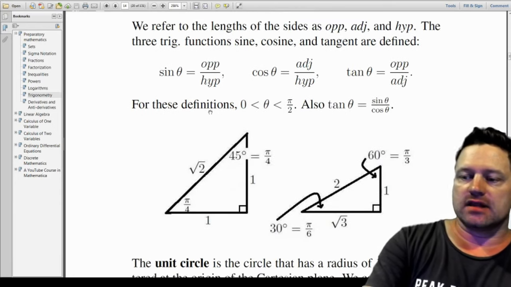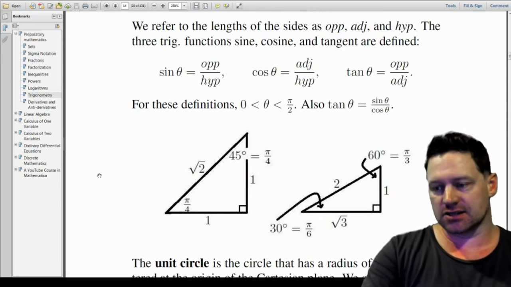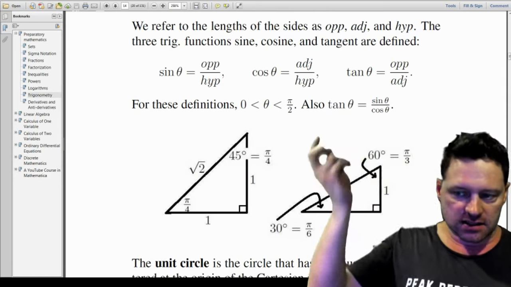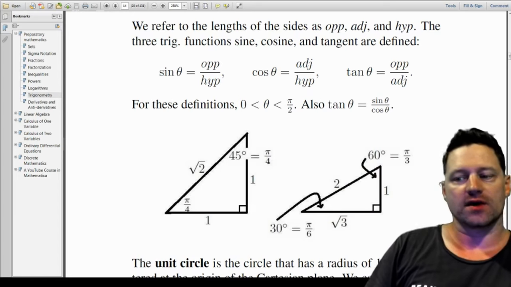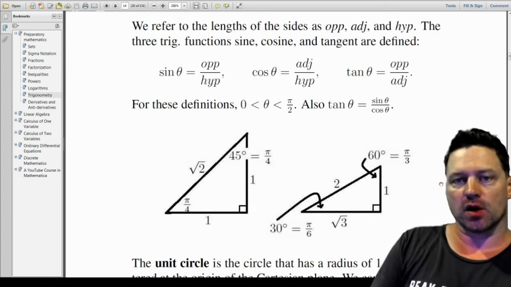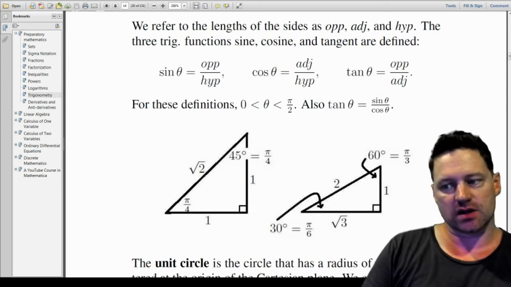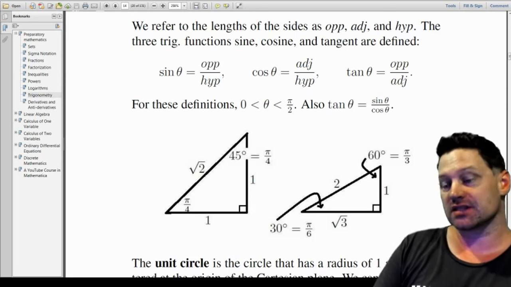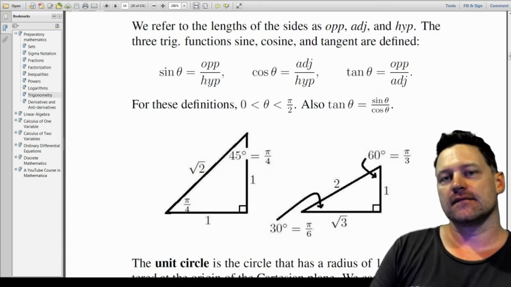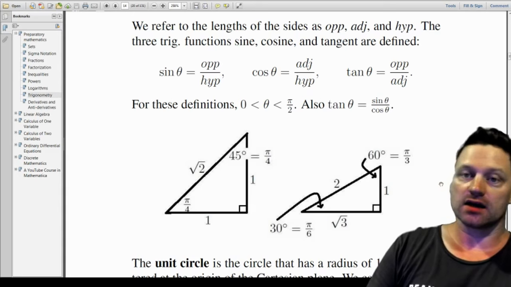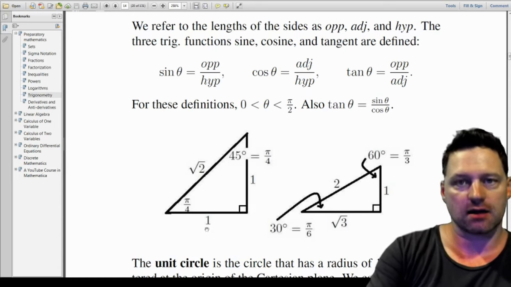Okay, now these two triangles are very important because they come up again and again in trigonometric calculations. First is the triangle with two sides equal to one, or in that ratio, and the hypotenuse having length the square root of two. Now this agrees with Pythagoras' theorem, a squared plus b squared equals c squared, because 1 squared plus 1 squared is 2, and the square root of 2 squared is 2, so those are equal. Now this is 45 degrees, which is equal to pi on 4 radians.